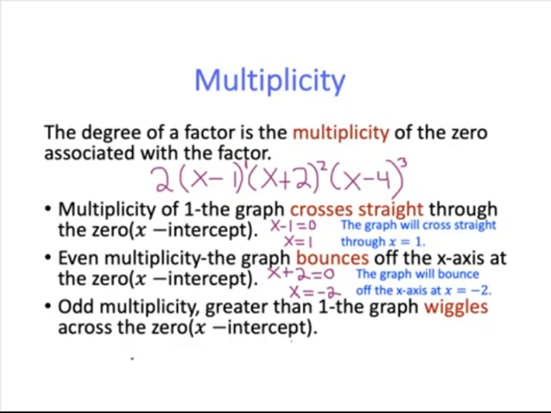with x minus 4. So to find that 0, we're just going to take x minus 4 and set it equal to 0. So we're going to end up adding 4 to both sides, and we're going to get x equals 4. So the graph will wiggle across the x-axis at x equals 4.